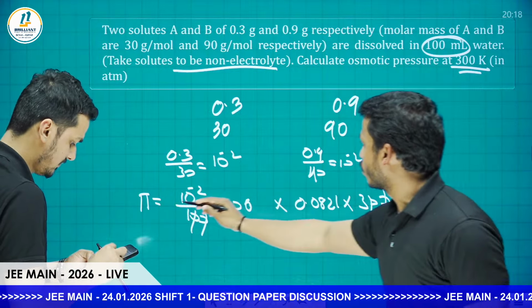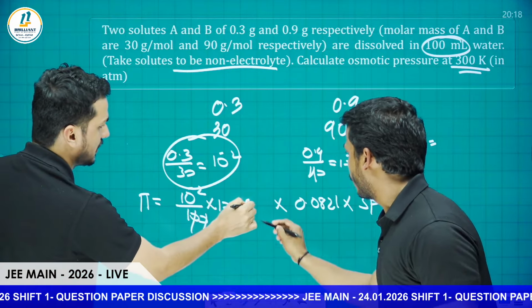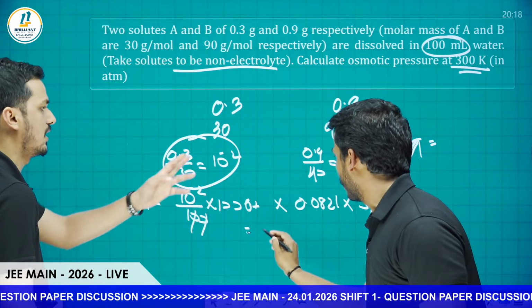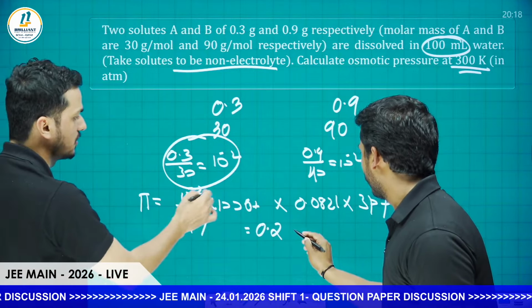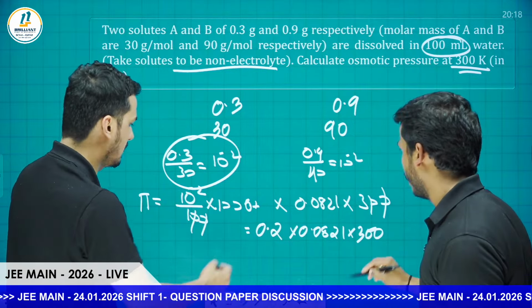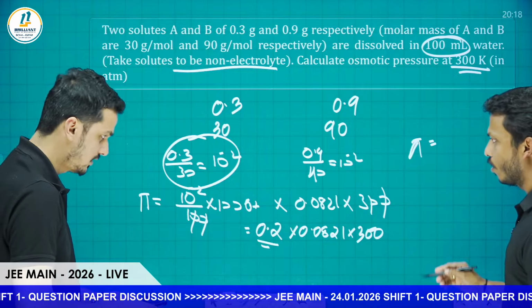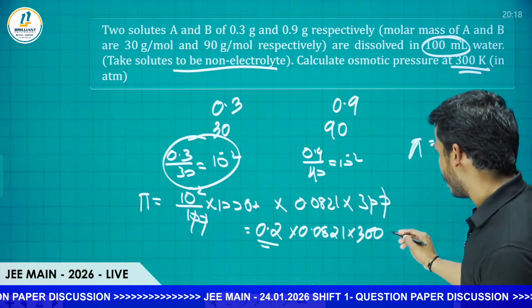Approximately. So for this osmotic pressure, we have to take the concentration of both of them, right? That's the total, so we'll get 0.2. This one 10 raised to minus 2 into 10 raised to minus 2. 0.2 into 0.0821 into 300. Okay, that's already given. So we will get around pi 300.